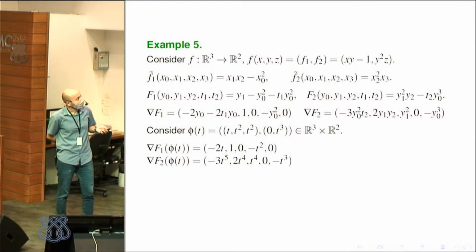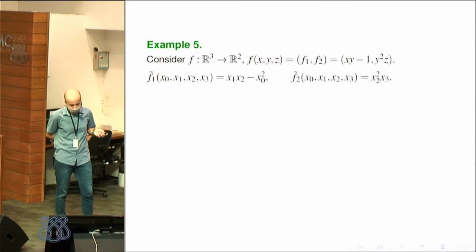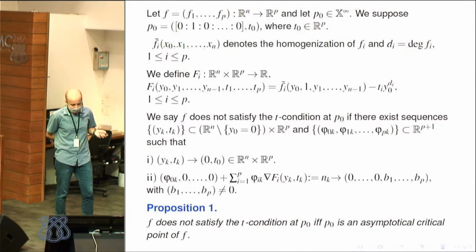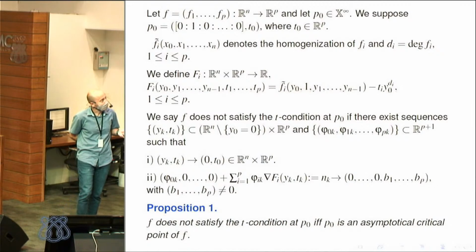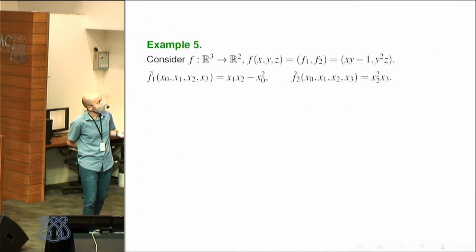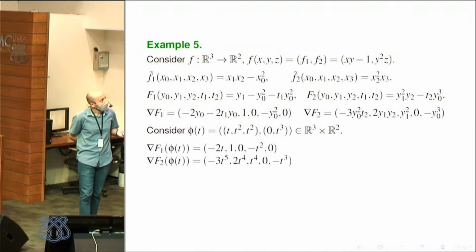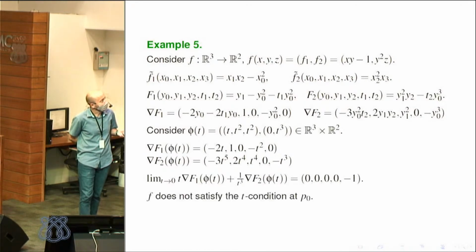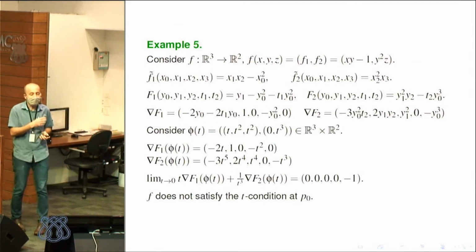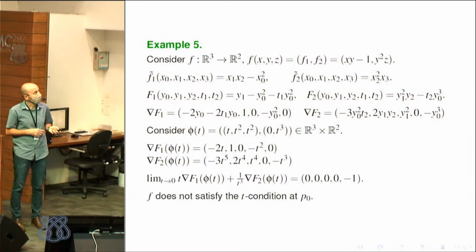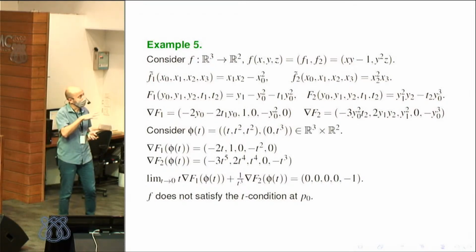From the definition, just a second. From the definition of the t condition, we have that the vector, the limit is like that in the example. So f does not satisfy the t condition at p0. This is just an example of how you can compute the t condition at a neighborhood of p0.